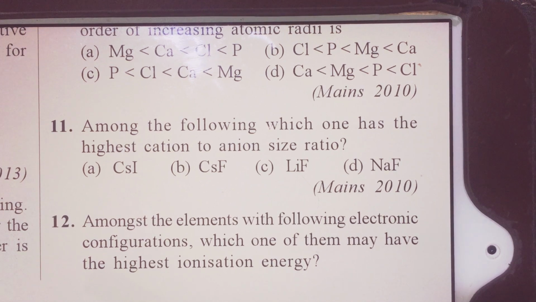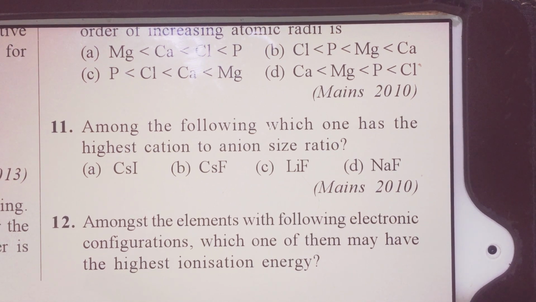Among the following, which one has the highest cation to anion size ratio? So you need a bigger cation and a smaller anion. Only option is B.